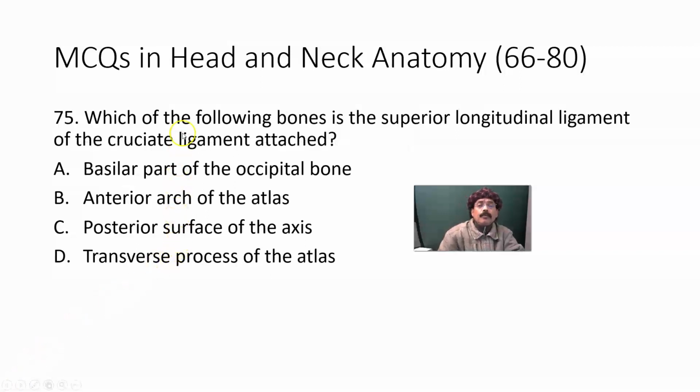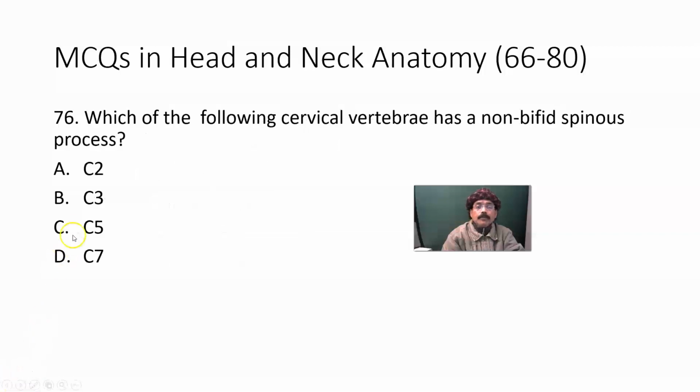To which of the following bones is the superior longitudinal band of the cruciate ligament attached? Basilar part of the occipital bone, anterior arch of the atlas, posterior surface of the axis, transverse process of the atlas. The answer should be A, basilar part of the occipital bone. Which of the following cervical vertebrae has a non-bifid spinous process? The answer should be C7, non-bifid spinous process.